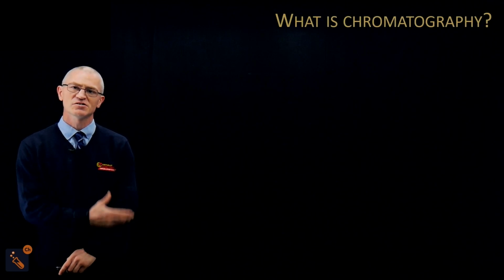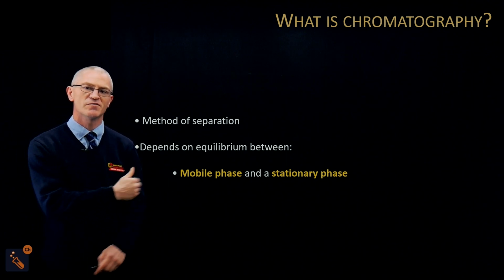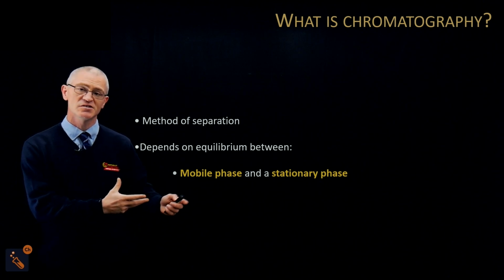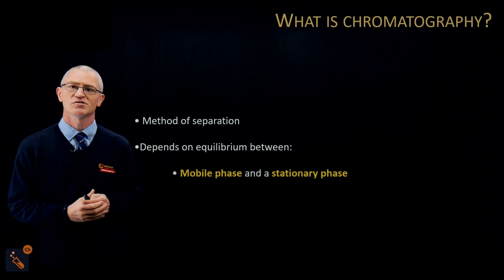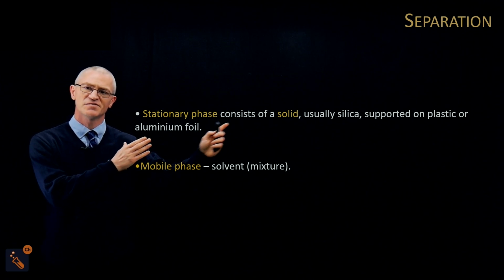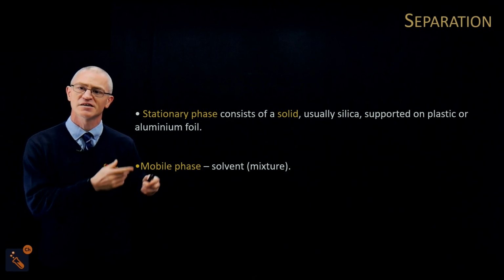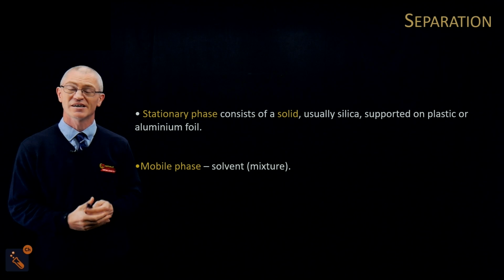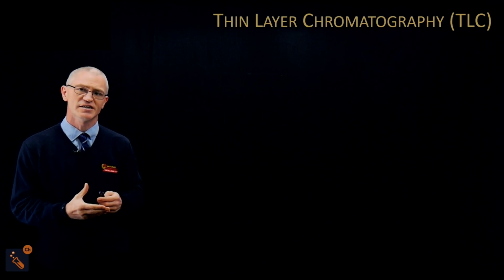But what is chromatography? Just to remind you, this is a method of separation that depends on the equilibrium between a mobile phase and a stationary phase. The mobile phase is the solvent and the stationary phase is the solid that is on the plate, but we'll show you that visually now. As I said, the stationary phase is that solid that's normally on a piece of aluminium foil or a piece of plastic. And then we have the mobile phase, which is the solvent, and can be a mixture of solvents. But what does this actually look like in the lab?